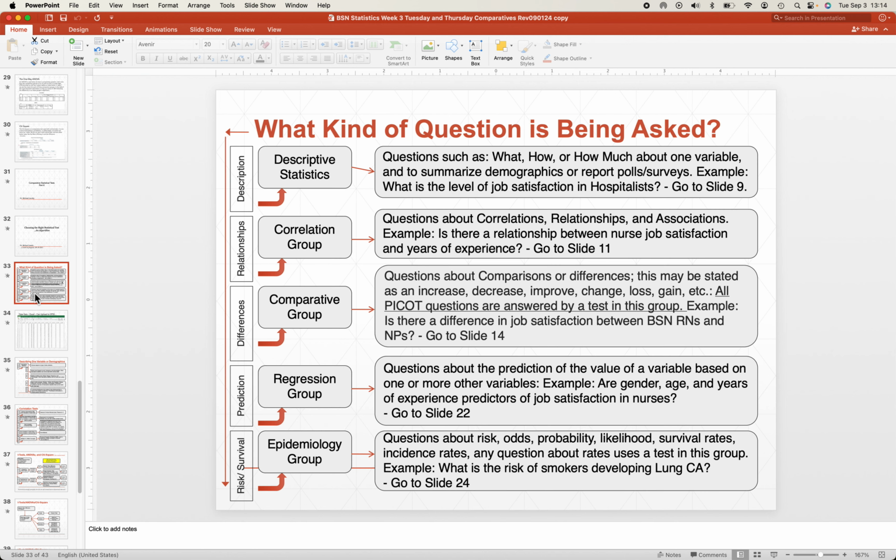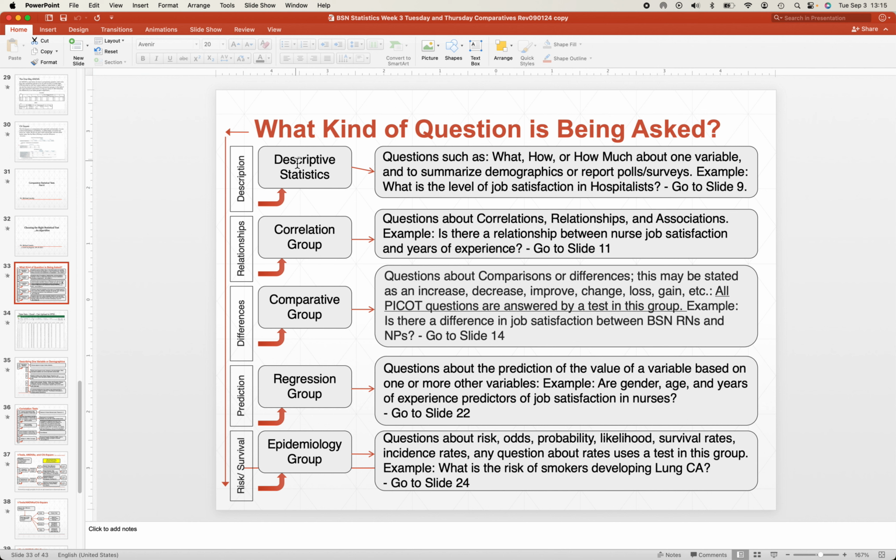So if you recall, we start off with what kind of question is being asked. I always start at the top. If I have a question, I look to see which of these groups it best fits into. So supposing we have this question mentioned here: Is there a difference in job satisfaction between BSN RNs and nurse practitioners?